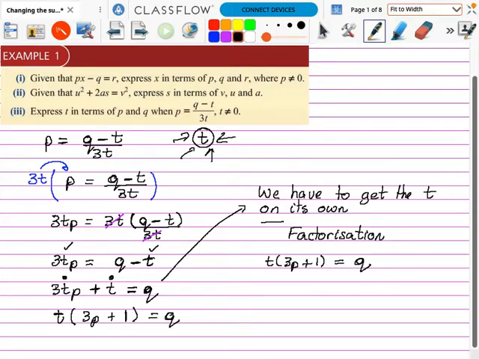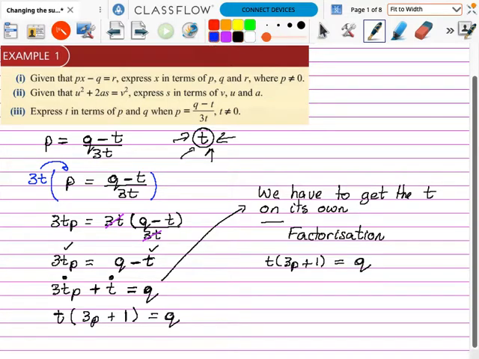What have I got to do to isolate the t? I've isolated it as a single letter, but now I need to isolate that single letter completely. Anyone? Go on then. Divide by 3p plus 1. Yeah, because we divide by what's in front of it, or in this case, what's behind it.